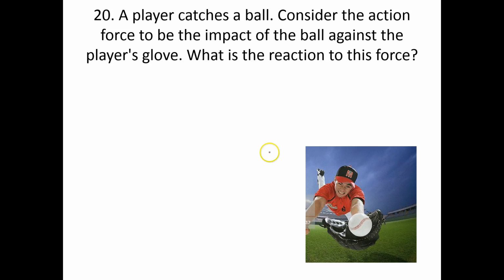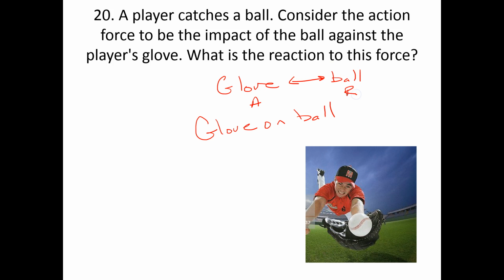Number 20, a player catches a ball. So here's a player catching a ball. Consider the action force to be the impact of the ball on the glove. So the ball comes in and hits the glove. The reaction force would be the glove on the ball. So if we remember, we can just say glove, put a double arrow, put ball, and that way you have your action and reaction force. And then you can also do it the other way, action and reaction.